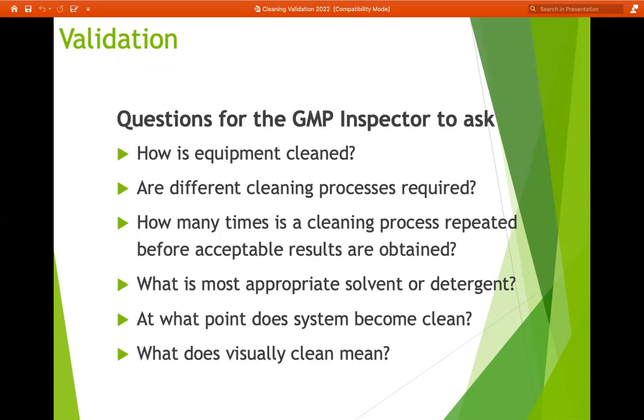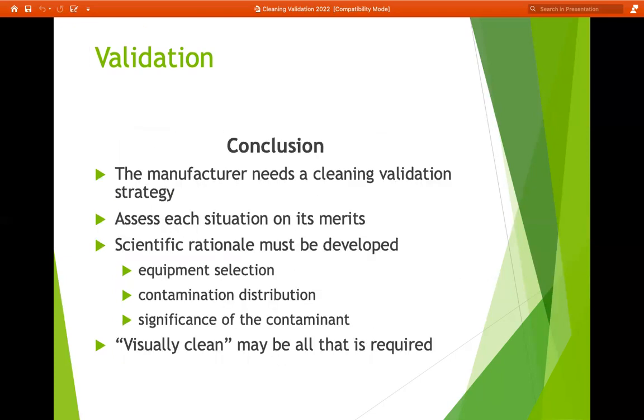Questions for GMP inspectors to ask: How is equipment cleaned? Are different cleaning processes required? How many times is a cleaning process repeated before acceptable results are obtained? What is the most appropriate solvent or detergent to be used? At what point does the system become clean? What does visually clean mean? This has to be defined in your SOP or during the cleaning validation, because it may be asked by the GMP inspector or auditors. So these questions have to be kept in mind.